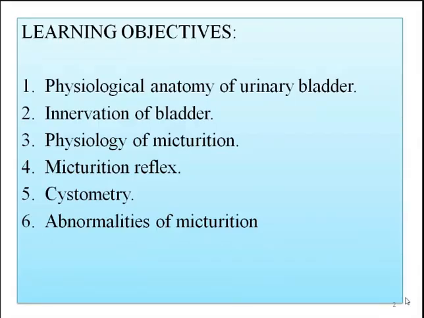So today's learning objectives. At first, we will learn the physiological anatomy of urinary bladder, then the innervation of bladder, then the physiology of micturition, then the micturition reflex, then we will have a short discussion on cystometry, then finally, I will tell you the abnormalities of micturition.